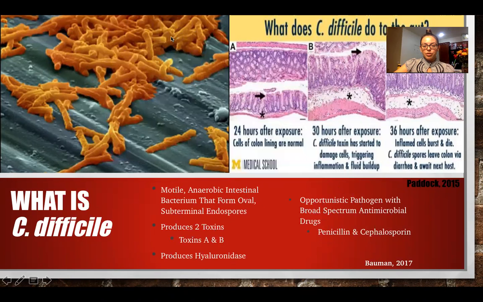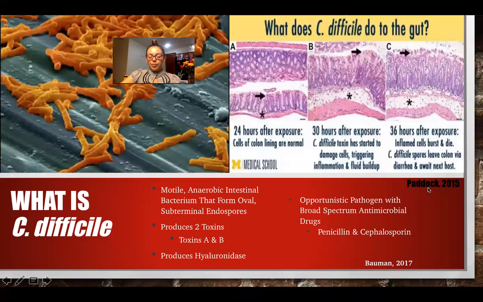So what does C. diff do to the gut? Here's a picture that I got from Padlock. 24 hours after exposure, cells of a colon lining are normal. This shows the 30 hours after exposure. It shows the toxin and the damage that it's causing in the gut, inflammation, fluid buildup. And 36 hours after exposure, you have inflamed cells that burst and die. C. difficile spores then leave the colon via the diarrhea. Okay.